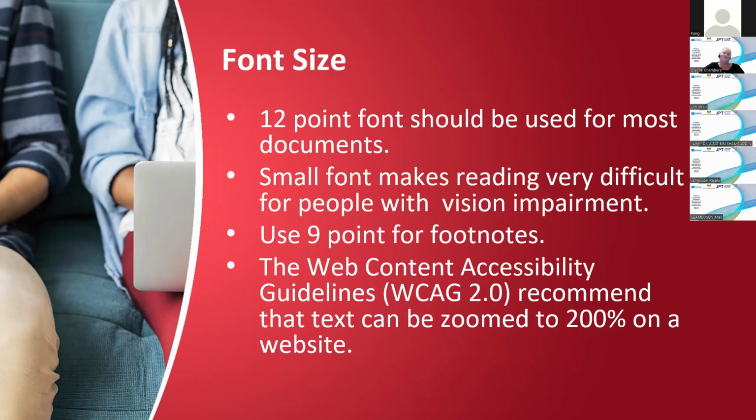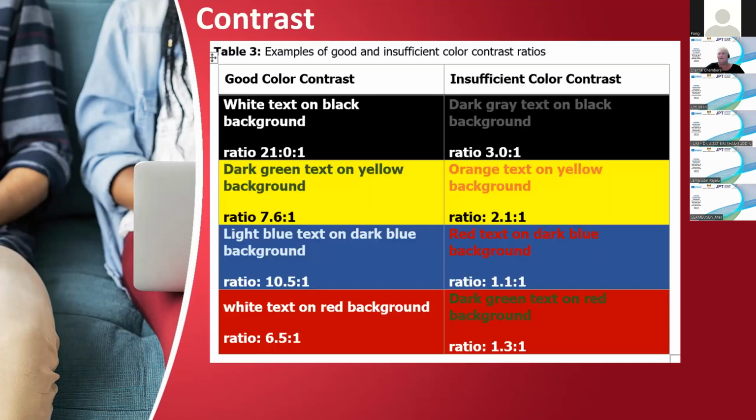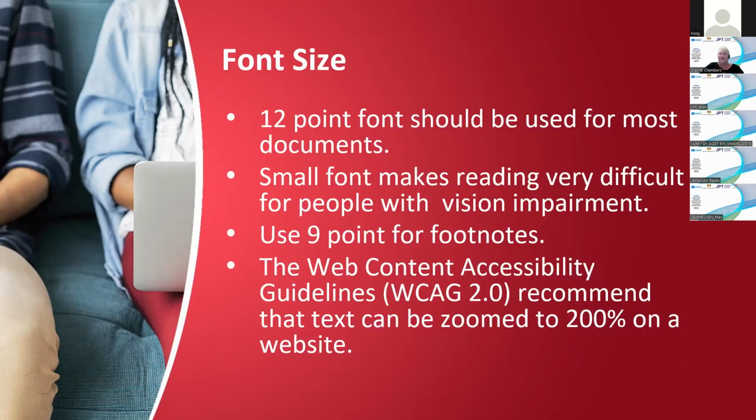The WCAG 2.0 accessibility guidelines for web suggest that text should be able to be zoomed to 200%. So if your text zooms to 200% and it's unreadable, then you need to consider how you're going to redo that particular font. Okay. Font size is, I should say back here too, it's not just font size, it's the type of font.